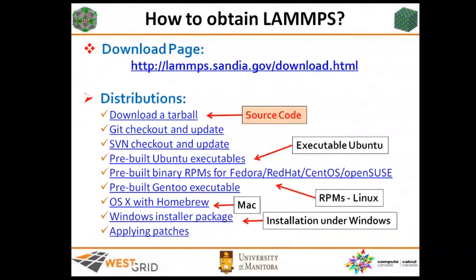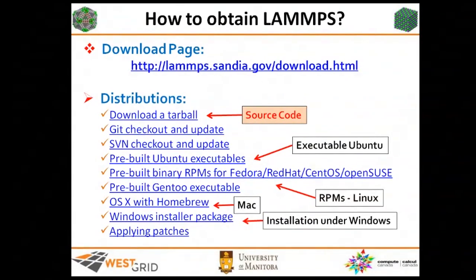It's also possible to download the RPMs, but the problem with RPMs is that you often cannot install them. On a cluster, for example, you don't have root or administrator access, and the administrator will not give you access to install that. So the best way to work with LAMMPS is to download the source code, then compile it.